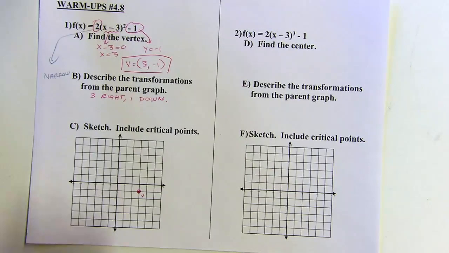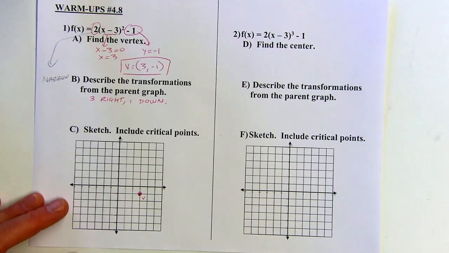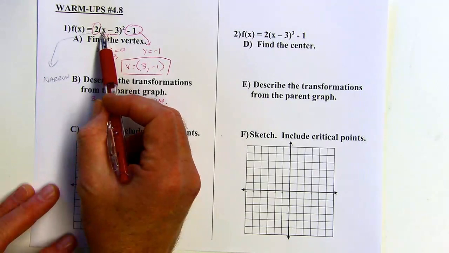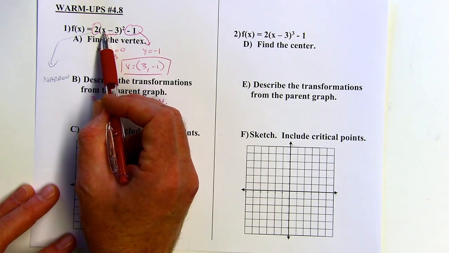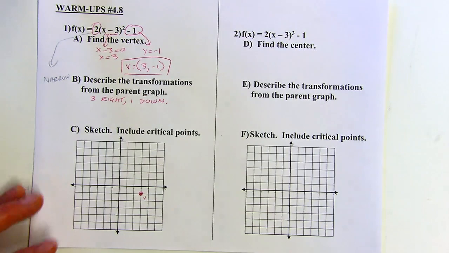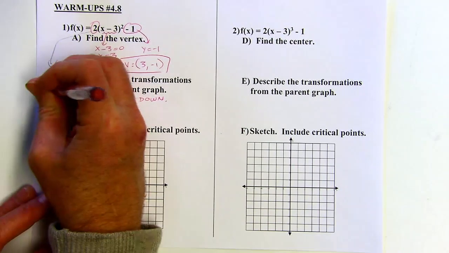Okay, and then I'm looking at the placement of it, and I want to figure out if this is a horizontal or a vertical change. So if the 2 were inside the parentheses, like it had 2x inside the parentheses, then it would be a horizontal change. It would be multiplying the x directly. The x-axis is the horizontal axis. It's on the outside, so this is going to be a vertical change.